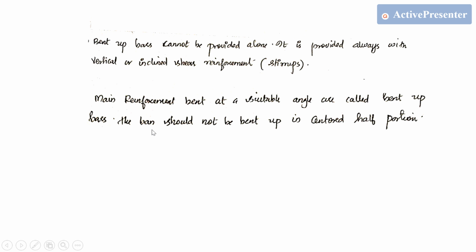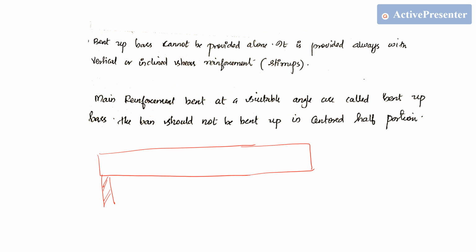The bars should not be bent up at the center half portion. That is, if you are having your beam, this is the longitudinal section of a beam. You are having your bar like this, one tension reinforcement going in this way, then there is another tension reinforcement going the same way. Then the bender bar should not be bent at this position. At the center half, you should not bend, because this reinforcement is provided to carry the bending moment coming at this section. So it should always be bent up at the supports.